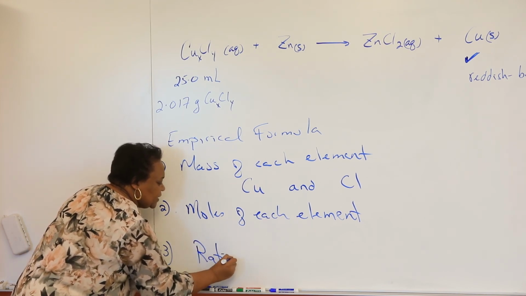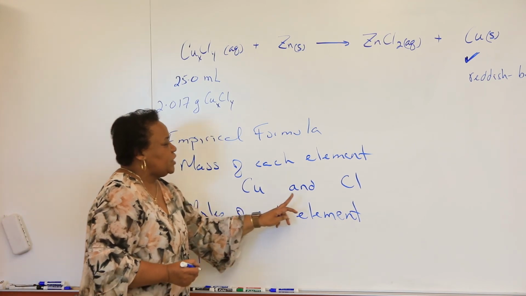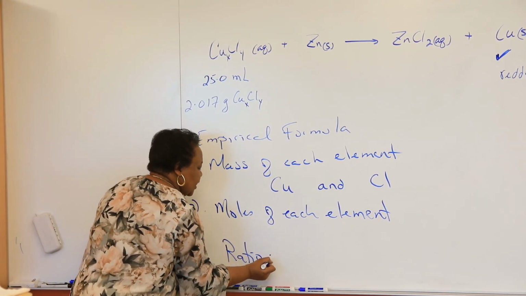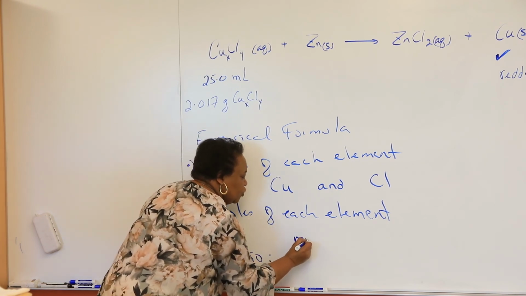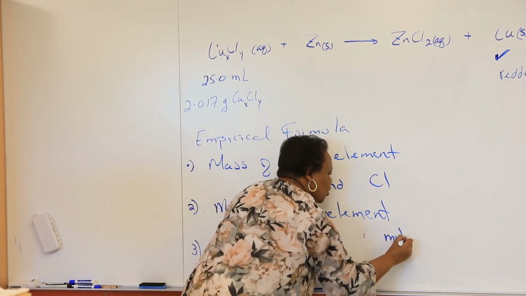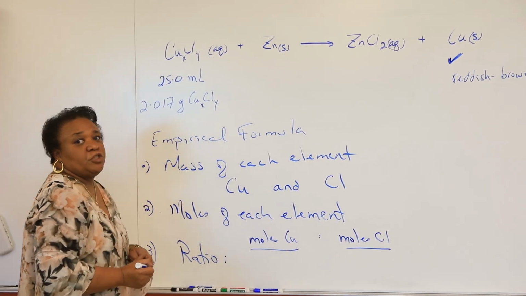So the final step will be for you to determine what? The ratio in which Cu and Cl exist. And so how are we going to set that up? Please note, you're going to record what? The moles of copper, and you're going to compare that to the moles of what? Cl. And so to determine the ratio, what should you do?